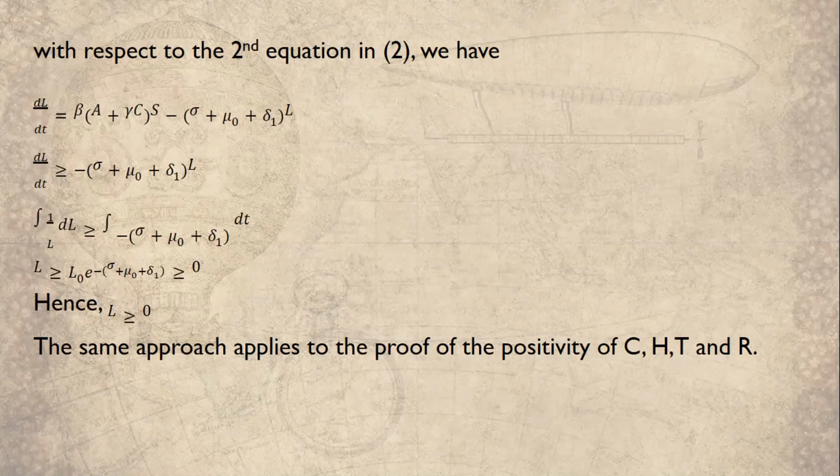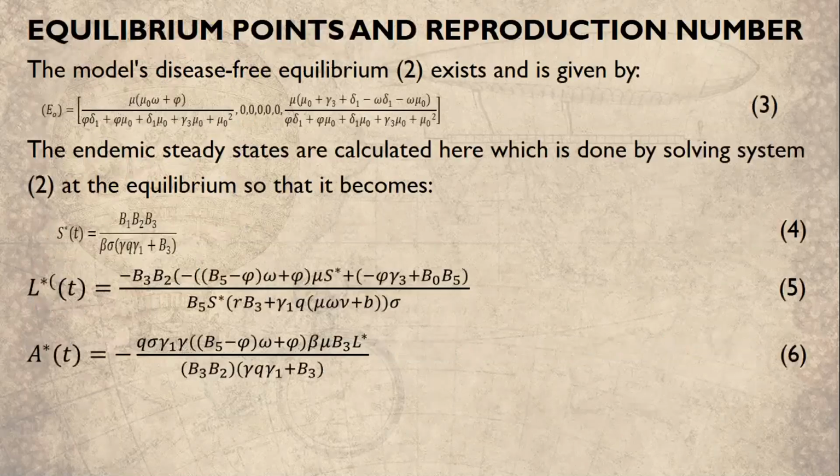We want to show that the left-hand side, with respect to them, is greater than the right-hand side, then invariably L is going to be greater than 0. And when they are all greater than 0, it shows that the solution is bounded and well posed. We have the equilibrium points.